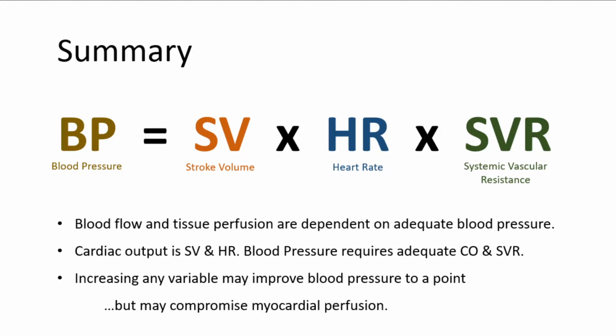So in summary, we can see that blood flow and tissue perfusion are dependent on an adequate blood pressure. Cardiac output is related to the stroke volume and heart rate. Similarly, blood pressure requires an adequate cardiac output and systemic vascular resistance to the right degree. Increasing any of these variables will improve blood pressure to a point. However, only to a point, and also increasing any of these things may compromise the myocardial perfusion itself and actually worsen a pathological process if that's what's occurring.